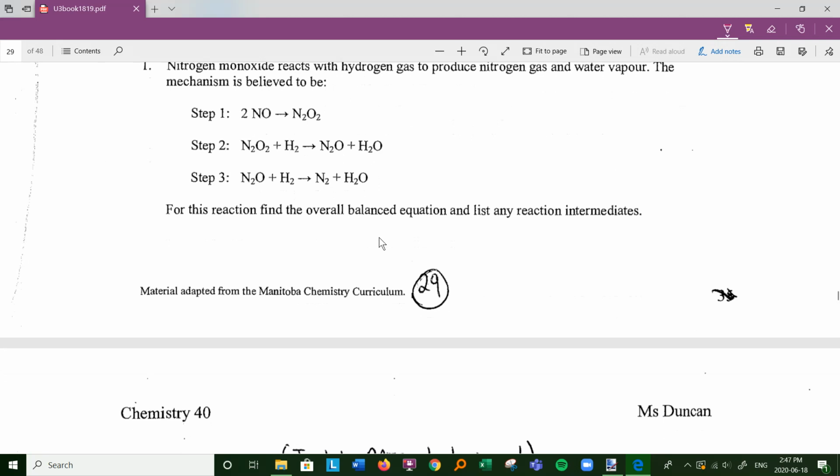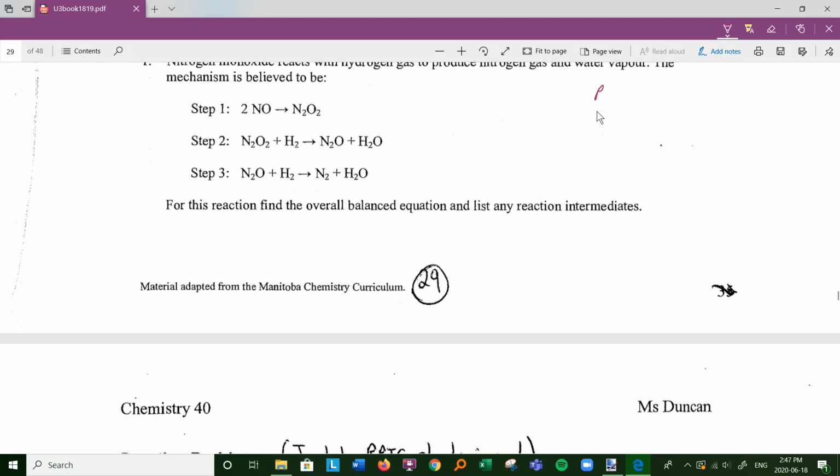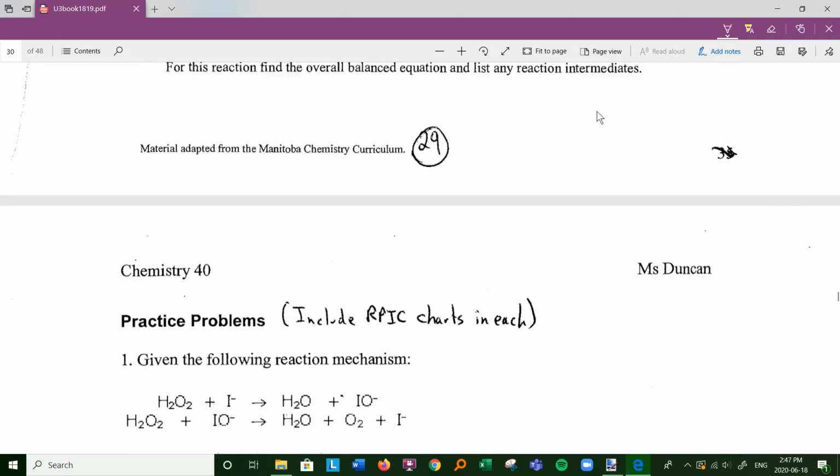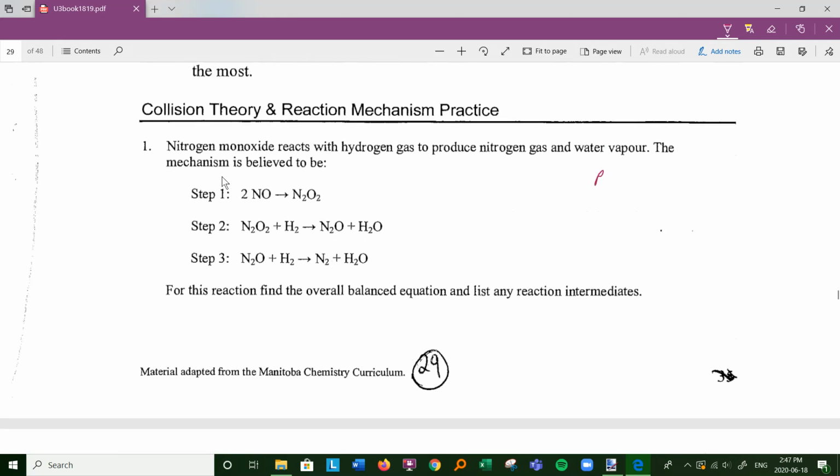Let's write this overall reaction, and let's also have an RPIC chart here. Am I doing the answer over here? No? Okay, well, let's do it here. So R, P, I, C. Okay, so I'm going to add them together, and I'm going to get that the N2O2 is an intermediate.